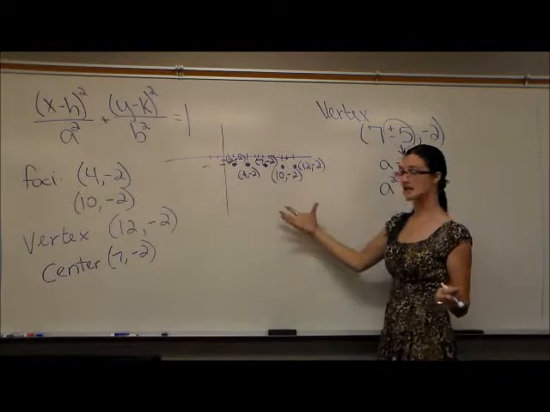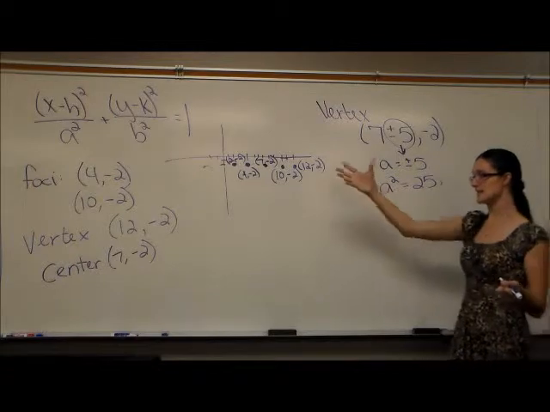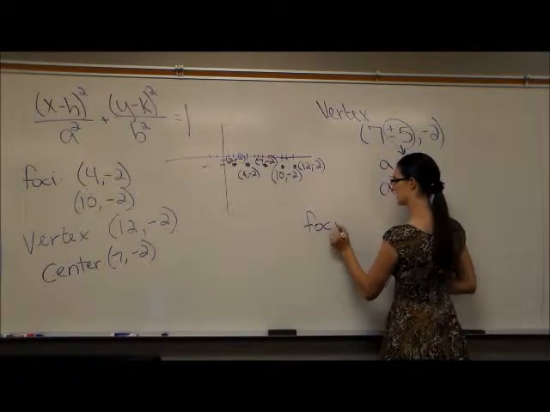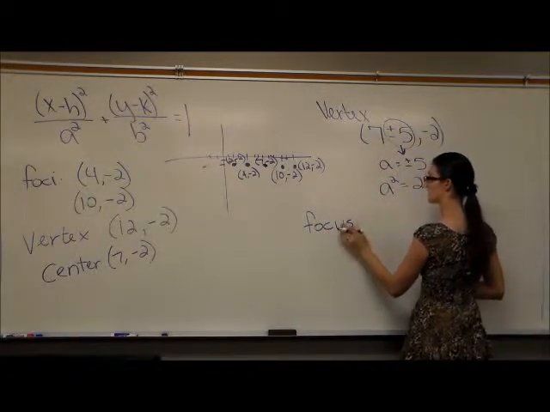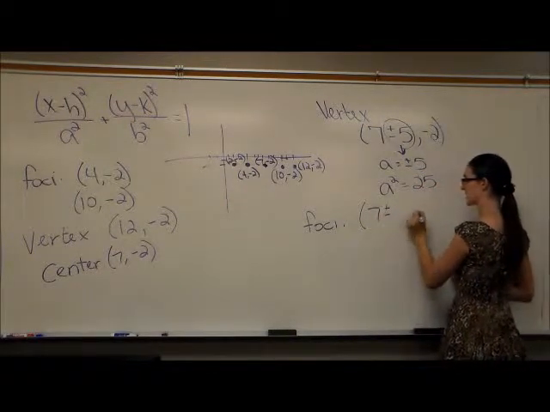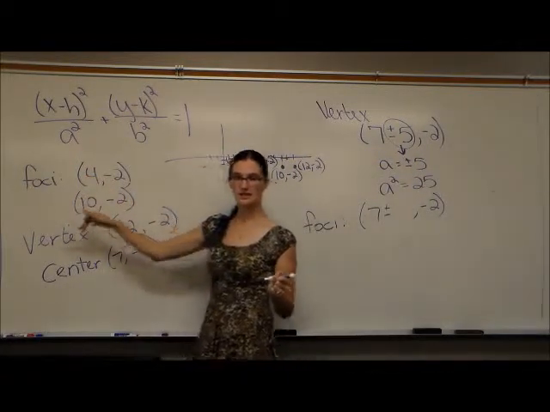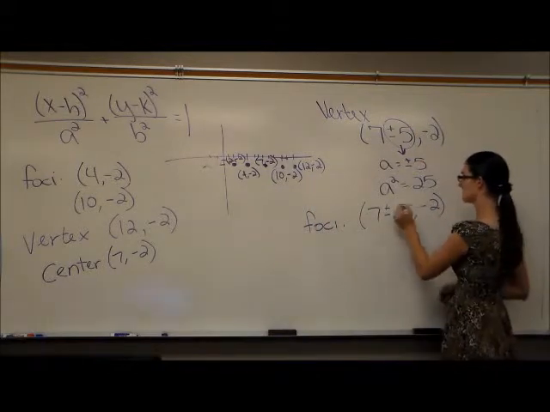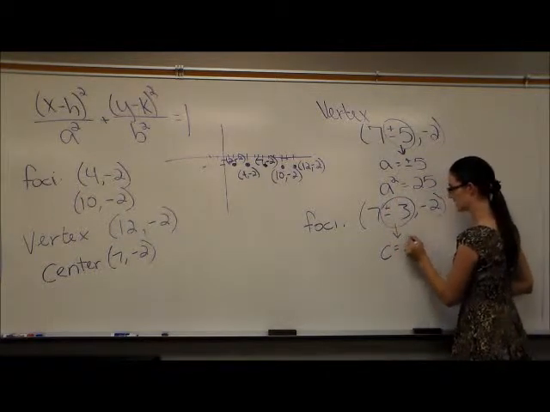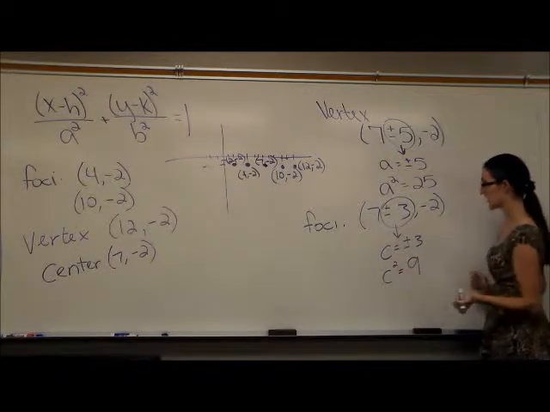Your B comes from the minor axis, which they don't tell us. But we can figure it out if we can get C. Again, C is not 4, it's not 10. You need to relate the foci in terms of your center. So 7 plus or minus something, comma negative 2. So 7 plus or minus something, you get 4 and 10. 7 plus 3, 7 minus 3 give you 10, give you 4. So your C is plus or minus 3. You square that to use your formula, which gives you 9.